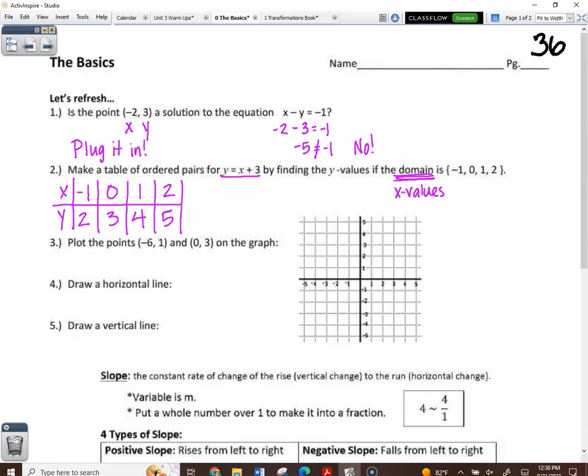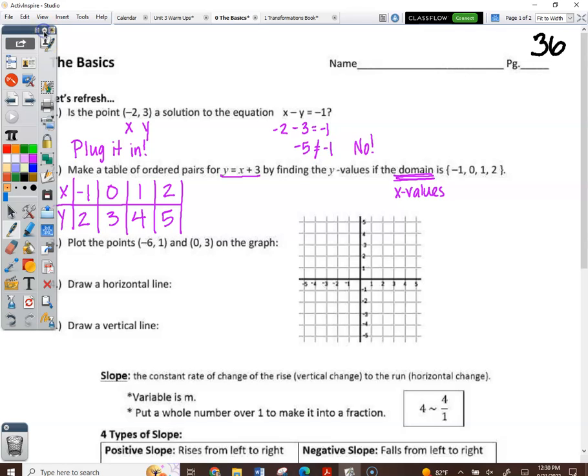Next question is to refresh you on plotting points. Please plot these points right now. Does yours say -5, 1? Yeah.